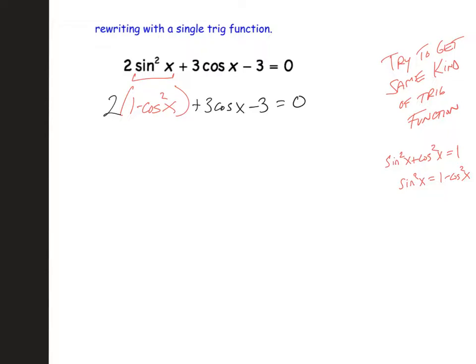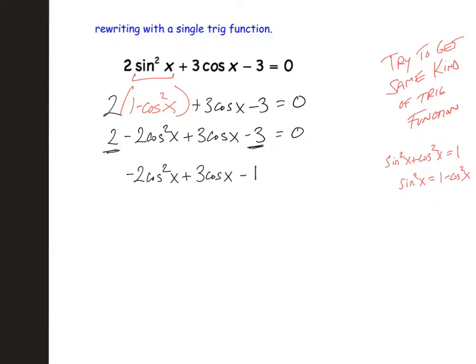Okay, so now at least all of our trig functions are cosines. So now what I would do is distribute that 2 through. So we're going to have 2 minus 2 cosine squared x plus 3 cosine x minus 3 equals 0. I've got like terms that I can combine. So I will have negative 2 cosine squared x plus 3 cosine x minus 1 equals 0.